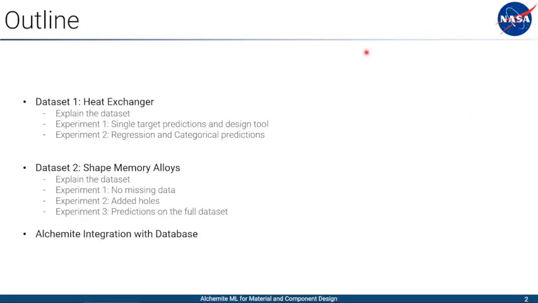So we applied the technology to a couple data sets. The first is a data set of heat exchangers, which we had actually a machine learning hackathon on, so we had a lot of data and evaluation on that to compare to. And the second is some shape memory alloys, which we're developing at NASA, and so we evaluated how well the Alchemite engine works on that.